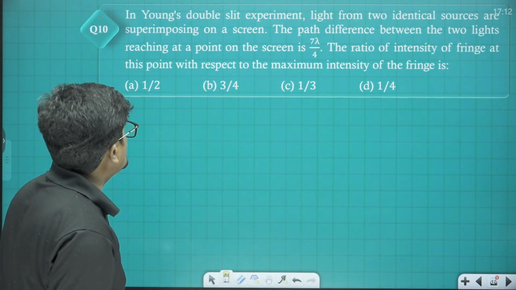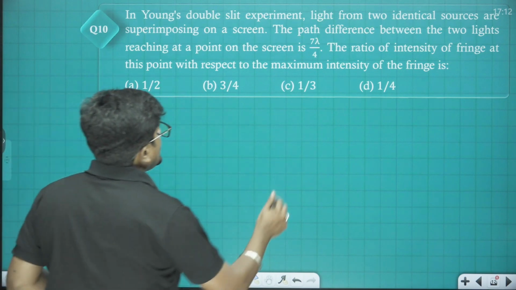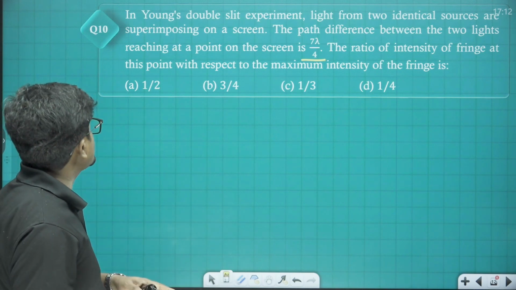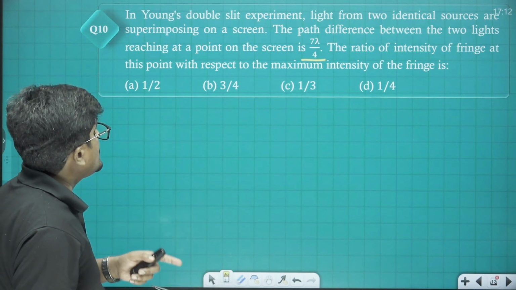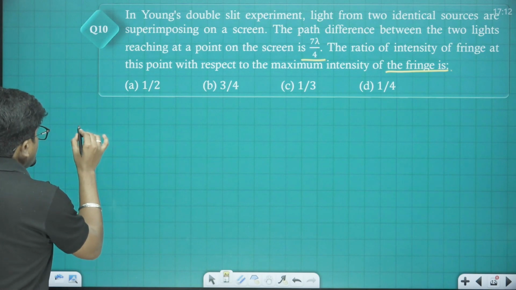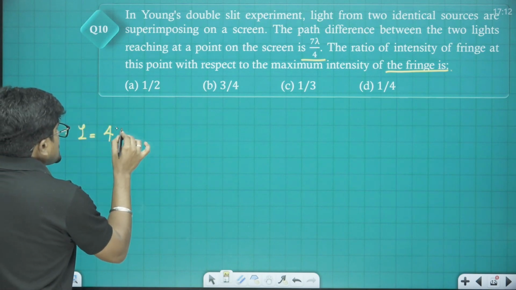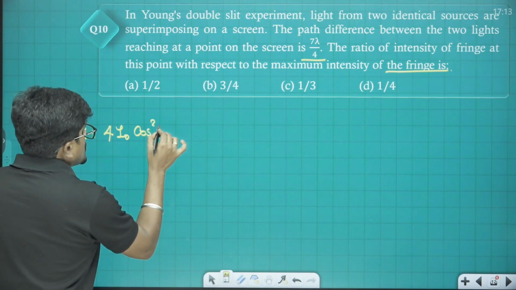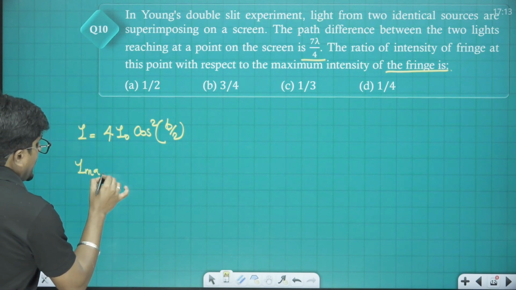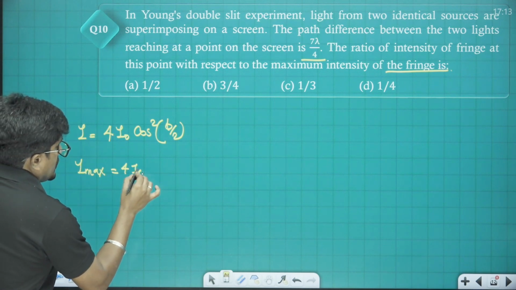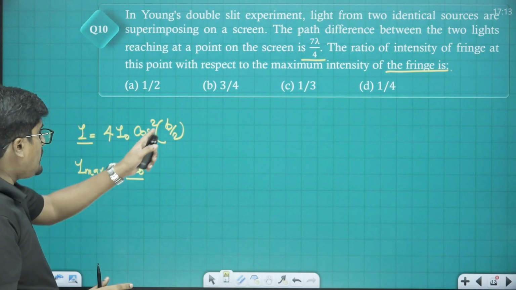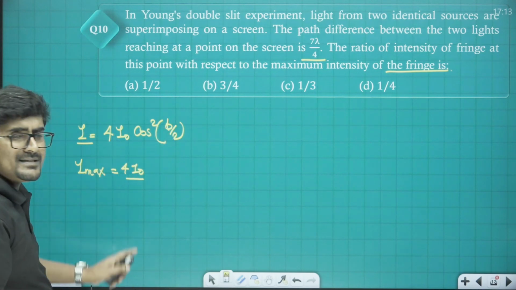The path difference between the two lights reaching a point on the screen is 7 lambda by 4. What is the ratio of the intensity of the fringe at this point with respect to the maximum intensity of the fringe? So the basic expression is intensity I = 4 I naught cos square phi by 2, and the maximum intensity I max is basically 4 I naught. This is for any randomly selected point where the phase difference is phi, and here this is the maximum.